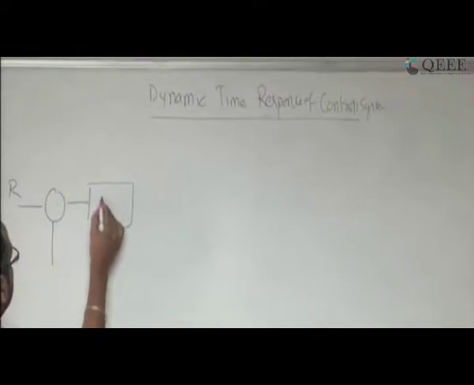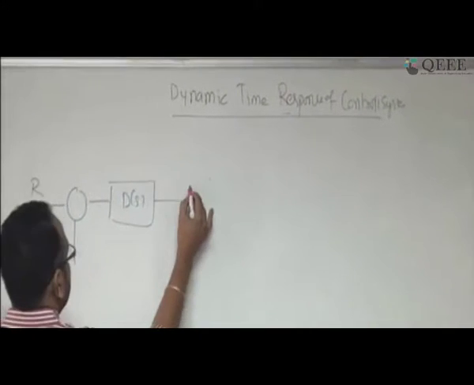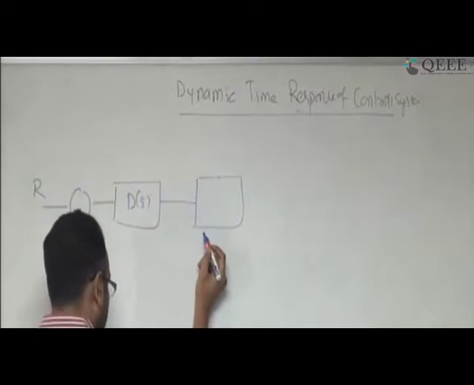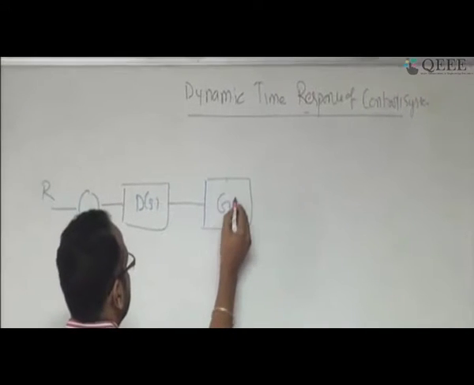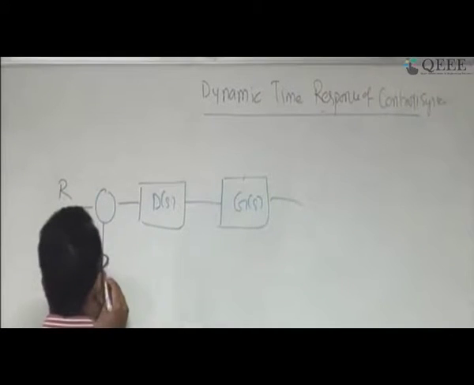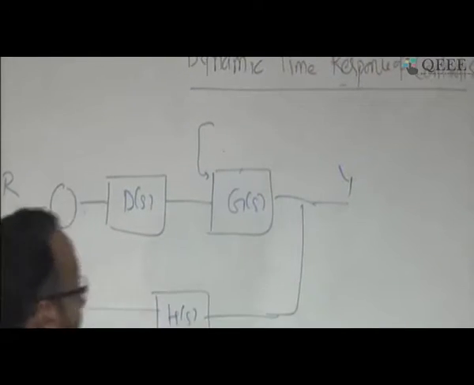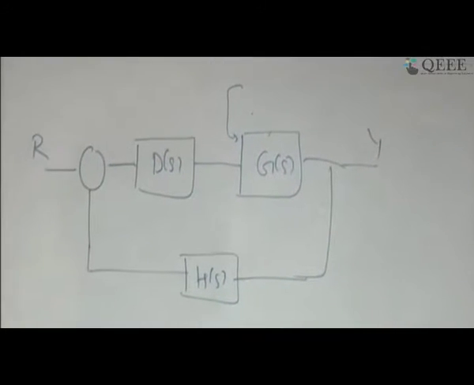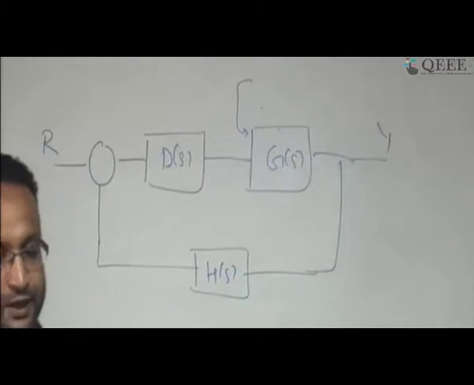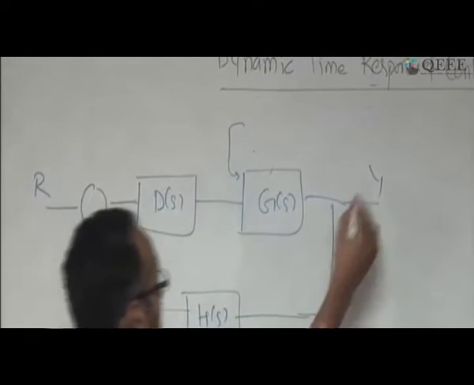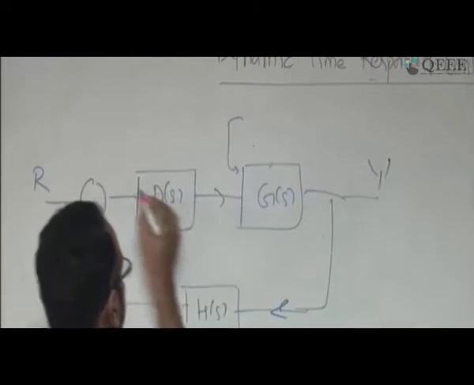This I had mentioned as D of S, and this actuator plus plant, the entire thing I am writing as G of S, and this is going to be a feedback element. There is also some disturbance that comes in. At present, in my entire session, I am not considering the effect of disturbance because that requires much more time. So this is my output.